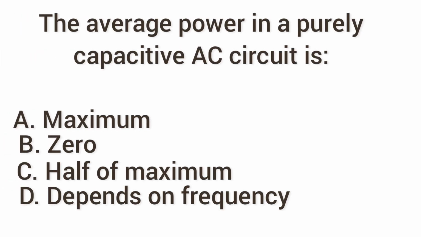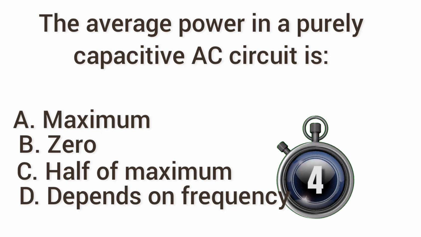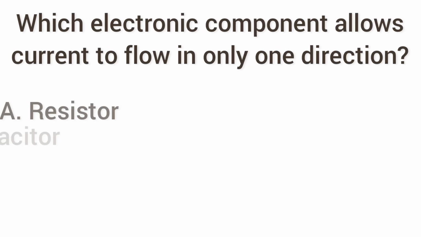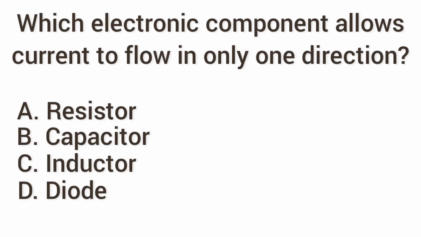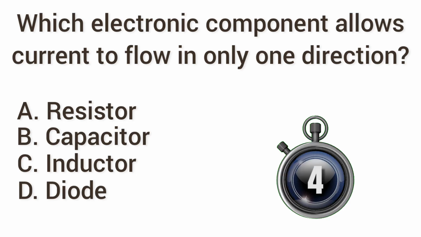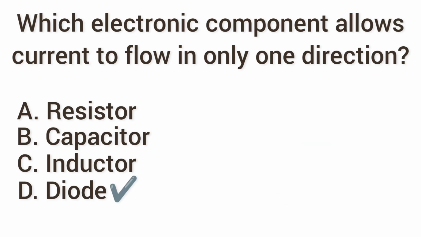The average power in a purely capacitive AC circuit is. Right option is B, 0. Which electronic component allows current to flow in only one direction? Right option is D, diode.